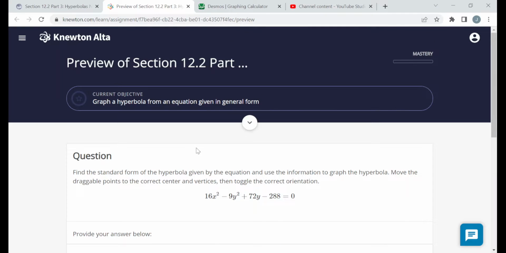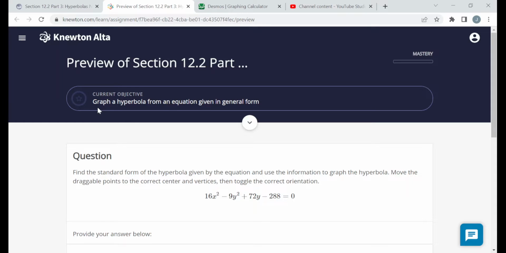Alright, so I'm going to be assuming that you have already watched my section 12.2 part 1 and 12.2 part 2 videos. So I'm going to be assuming that you know what the standard form equation of a hyperbola is and how to graph one. Right, how to identify the vertices and the center and the asymptotes and the foci, all that stuff from section 12.2 parts 1 and 2.